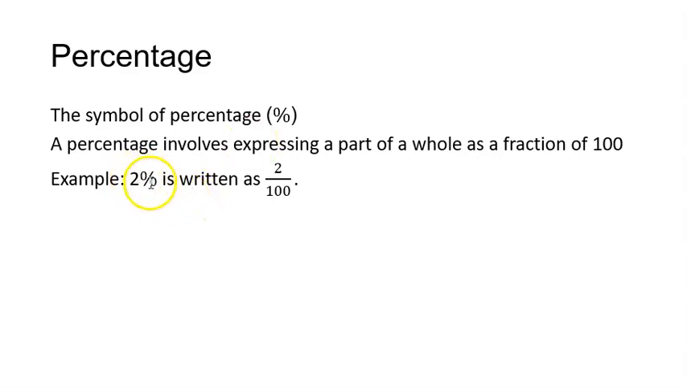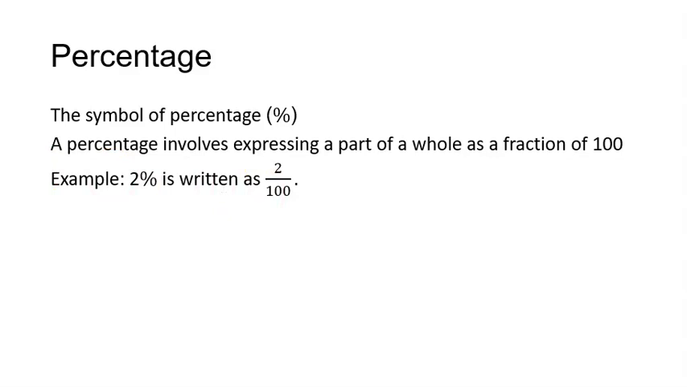Example, we have 2%. This is a percent. So when you're reading, you say 2%. It is written as 2 over 100. This is 2 out of 100. The 100 is the denominator. So a percentage is a number expressed as a fraction. We can see we have 2% here, but when it's expressed, it is written as 2 over 100. Do you understand? Good.